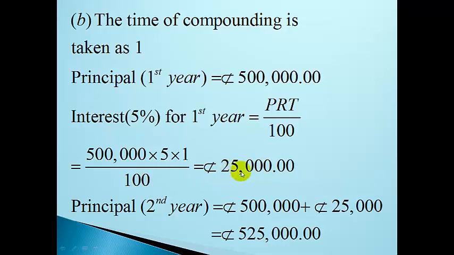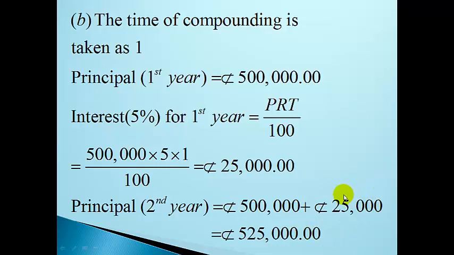Is equal to 25,000. So that is the interest at the end of the first year. Now, because it's a compound interest, the principal for the second year will be the amount that was invested plus the interest at the end of the first year. The amount invested was 500,000, and the interest at the end of the first year equals 25,000.